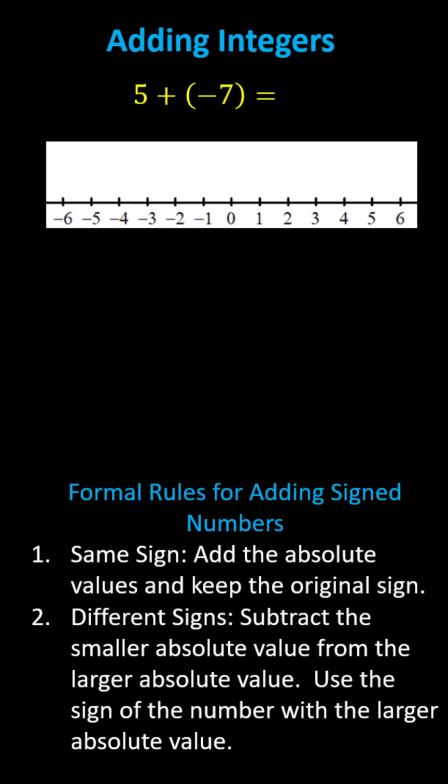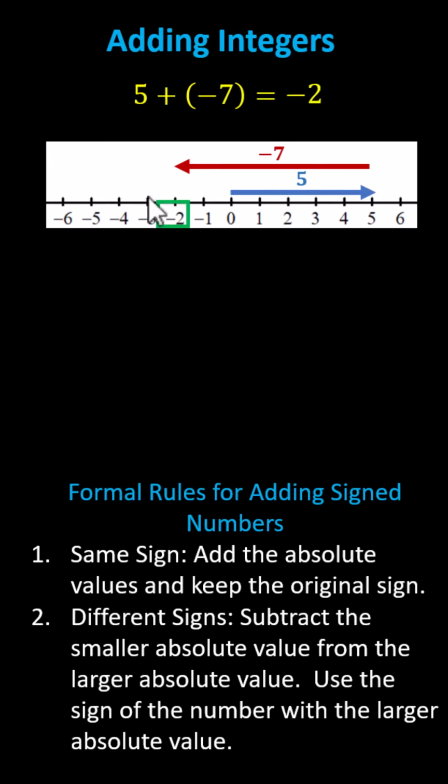In this lesson, we'll compare adding integers using the number line to using the formal rules shown below. For the first example, we have positive 5 plus negative 7. Using the number line, we start at 0 and move right 5 units to positive 5, and then because we're adding negative 7, we move left 7 units from positive 5, giving us a sum of negative 2.